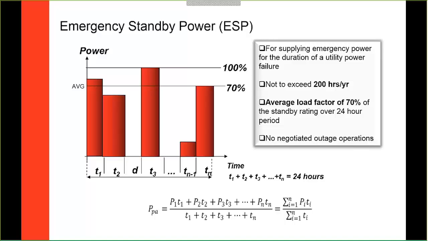The other big thing to point out here is the average load factor expectation. ISO sets a maximum allowable load factor over a 24-hour period of time of 70%. What that means is if you have, for example, a 1 megawatt generator set, the average load on that generator set over 24 hours is not intended to exceed 700 kilowatts. That's the expectation from ISO.